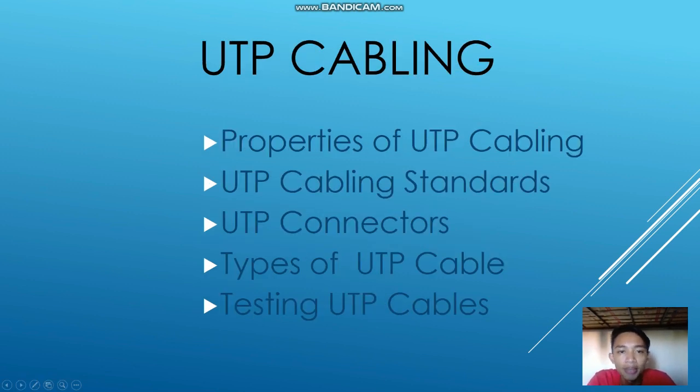So, for the UTP cabling, the properties of the UTP cabling. When used as a networking medium, unshielded twisted pair cabling consists of four pairs of color-coded copper wires that have been twisted together and then encased in a flexible plastic sheath. Its small size can be advantageous during installation.